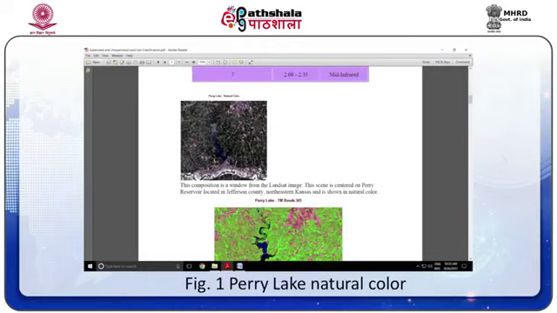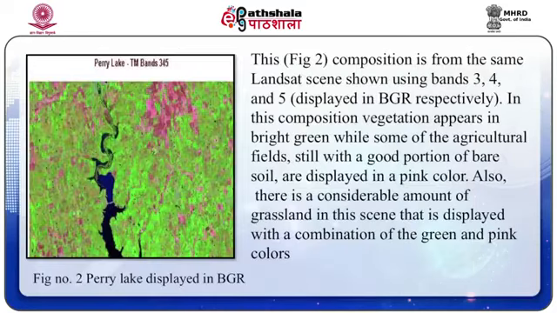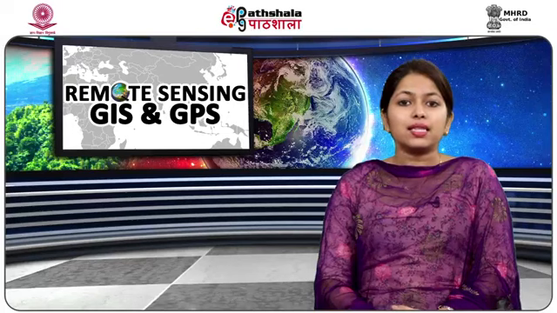This scene is centered on Perry Reservoir, located in Jefferson County, northeast Kansas, and is shown in natural color in figure number 1. This composition is from the same Landsat scene, using bands 3, 4 and 5 respectively, displayed in BGR. In this composition, vegetation appears in bright green, while some of the agriculture fields, still with a good portion of bare soil, are displayed in a pink color. Also, there is a considerable amount of grassland in the scene that is displayed with a combination of green and pink colors. By examining the second composition, the land use patterns can be seen quite well.